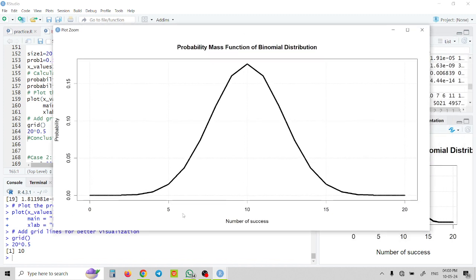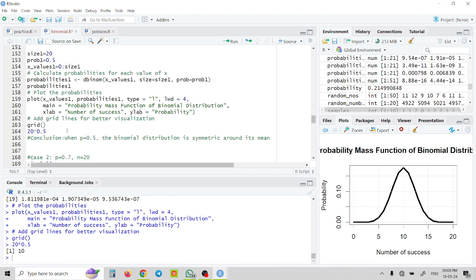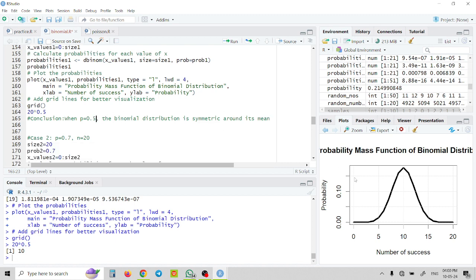Okay, this is how the probability mass function of the binomial distribution looks if the probability of success is 0.5 and the number of trials is 20. So we can see the distribution is symmetric around the mean. Mean is 10, the maximum probability is at 10, and it is symmetric. On both sides we can see the probabilities are equally distributed. Okay, so what can we conclude? The conclusion is when p is equal to 0.5, equal chance of getting success and failure, the binomial distribution is symmetric around the mean. This is case 1.